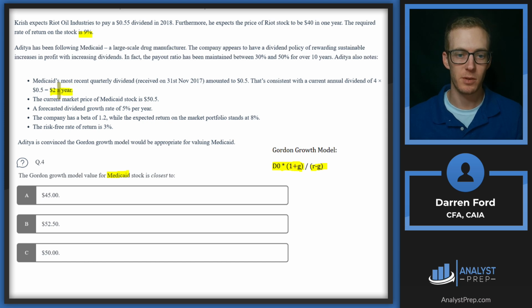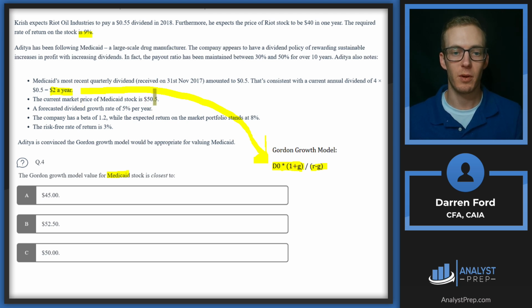So that's the number we're going to be using in our formula here. We want to know the yearly dividend amount, not quarterly. The current price of Medicaid stock is 50.5. A forecasted dividend growth rate, that'll be our G, of 5% per year. And the company has a beta of 1.2, while the expected return on the market portfolio stands at 8%, and the risk-free rate of return is 3%.